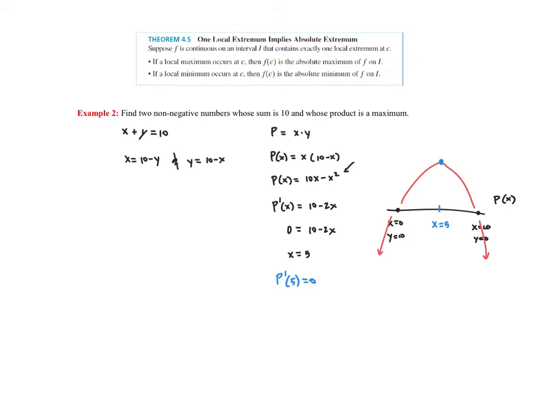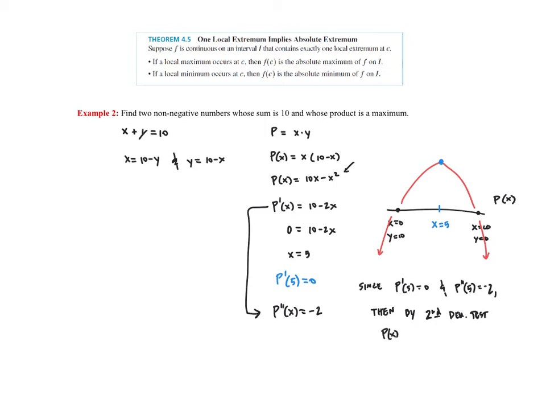Well, I could also use the second derivative test and find p double prime of x. Well, p double prime of x would equal negative 2. I just took the derivative of p prime. Using the second derivative test, since p prime of 5 equals 0, and p double prime at 5 would equal negative 2, then by the second derivative test, p of x is maximized when x equals 5. Now, what would y equal if x equaled 5? We'll check it out over here. If x plus y equals 10 and x equals 5, then y would also equal 5.